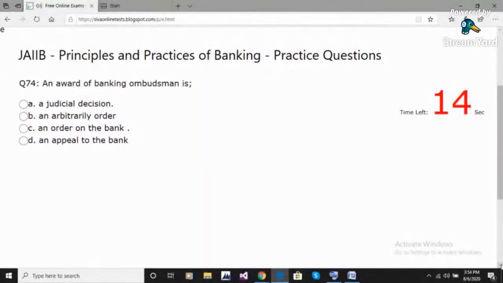Option A a judicial decision. Option B an arbitrary order. Option C an order on the bank. Option D an appeal to the bank. Answer A a judicial decision.